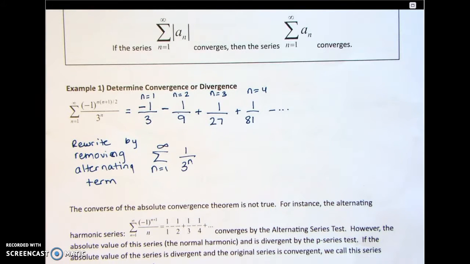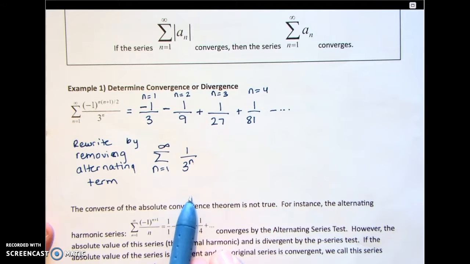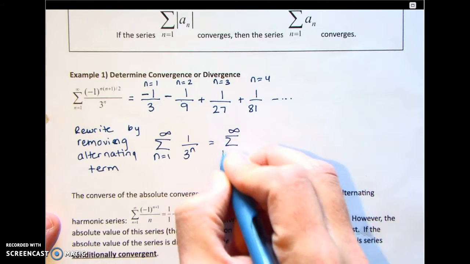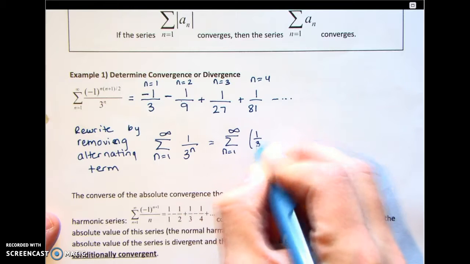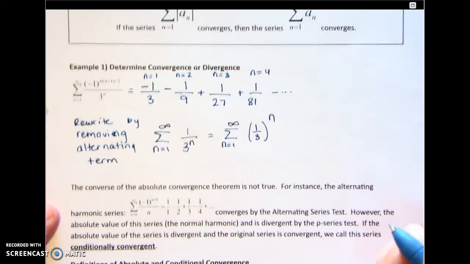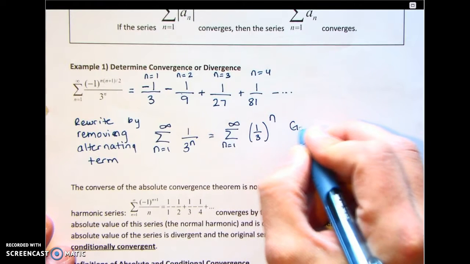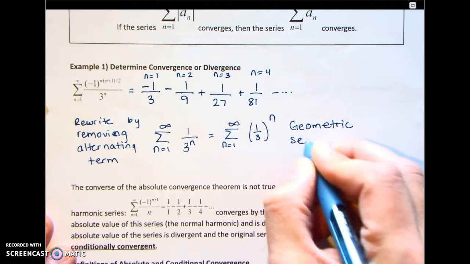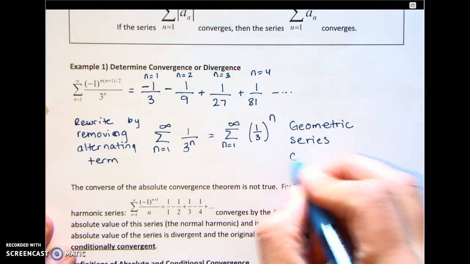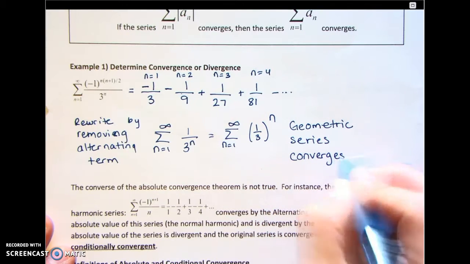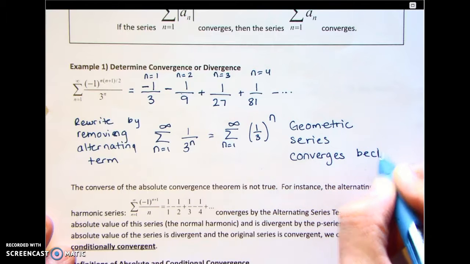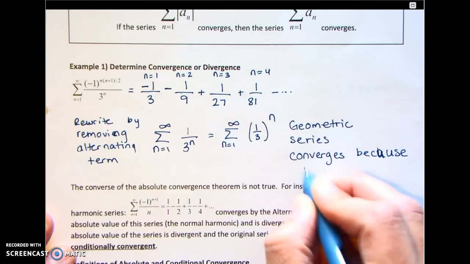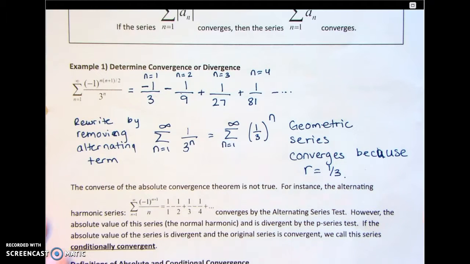Isn't that cute? Okay, is this a p series or a geometric? Think about that. Maybe I can rewrite it to help you jog your memory. This can be rewritten as (1/3) to the n. Okay, now tell me, p series or geometric? This is a geometric. And does this geometric series converge or diverge? This geometric series converges because r equals 1/3, right?